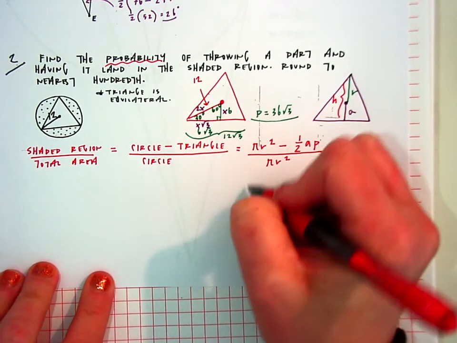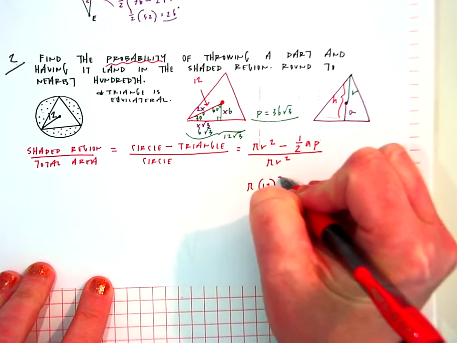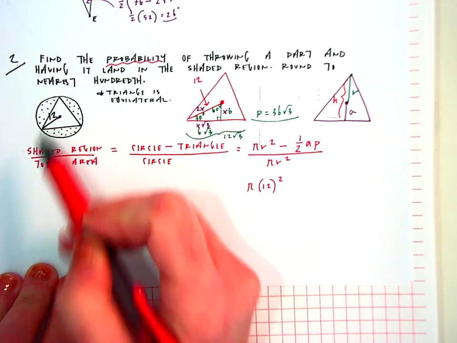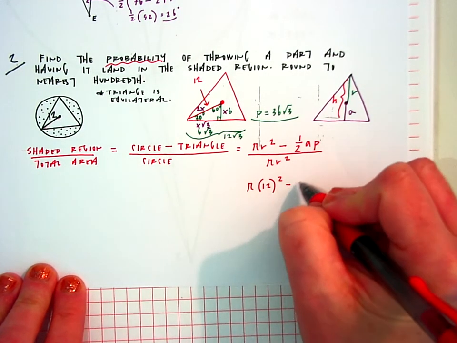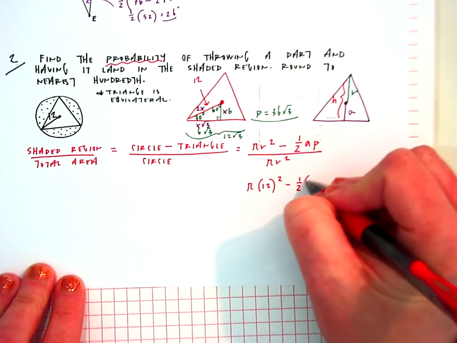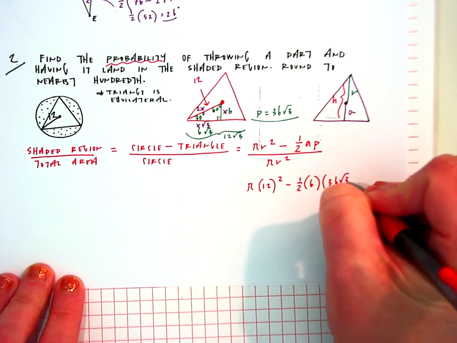So here I'm saying pi times my radius, which is 12, and then squared. Again, that part right there was my radius of the circle, radius of the equilateral triangle as well. Then I'm taking away 1/2 the apothem. The apothem here is 6, times the perimeter, which we've already established is 36√3.